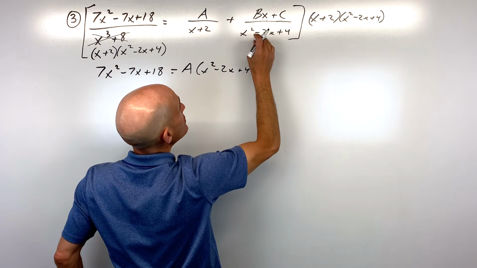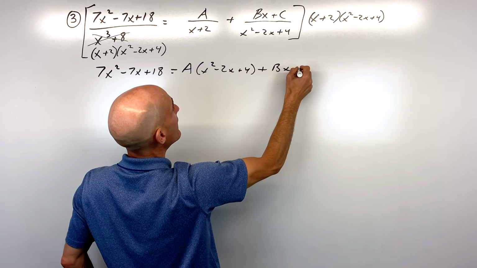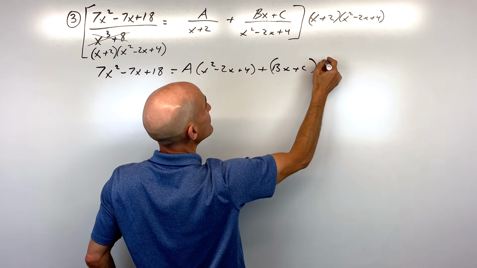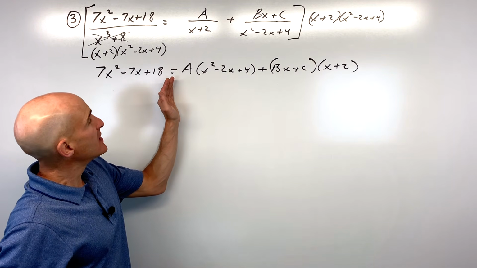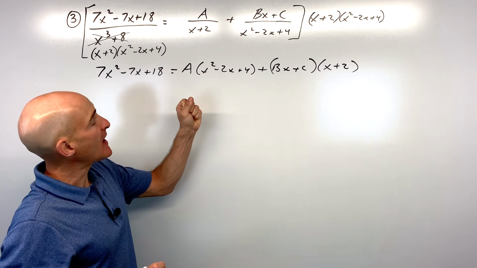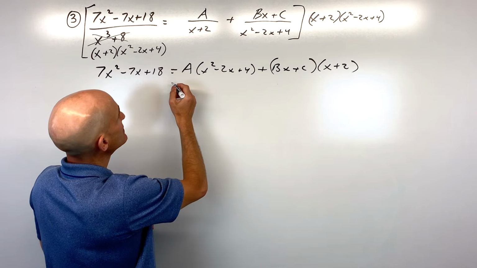If we distribute to here, the x squared minus 2x plus 4s are going to cancel, leaving us with bx plus c times x plus 2. Okay, so you're with me so far? So now what we want to do is a little different technique here. We're not going to pick strategic values of x, the zeros. We're going to actually simplify this out a little bit.